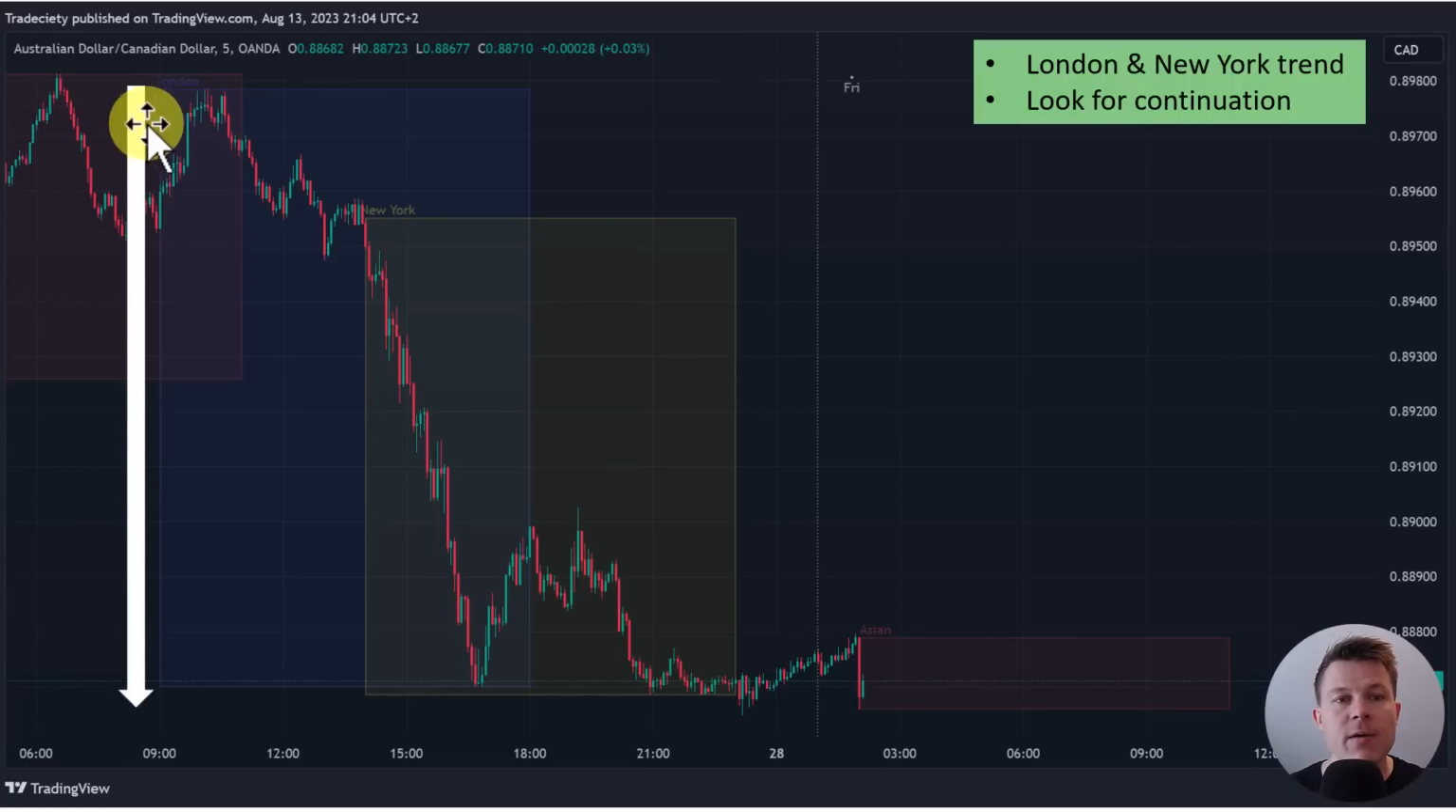Another example, here we had a trend in the London session that carried over into the New York session. A very strong downtrending market. And therefore we want to look for signs whether the trend is being able to continue in the Asian session. So you want to look for breakouts below the support level. Also what you want to see is that the Asian session doesn't trade higher too much. It doesn't counter the previous downtrend.